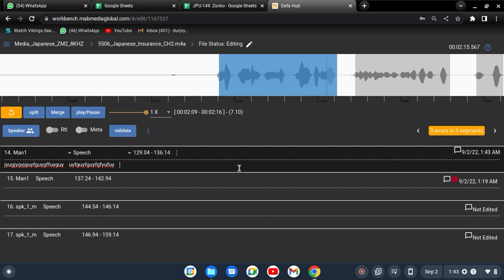For that you have to mark double brackets, like this: first bracket 2 times, second bracket 2 times. Let me write it again. First bracket 2 times, second bracket 2 times. So you can make that symbol. This symbol means I don't know. You can use this symbol in your transcription also.